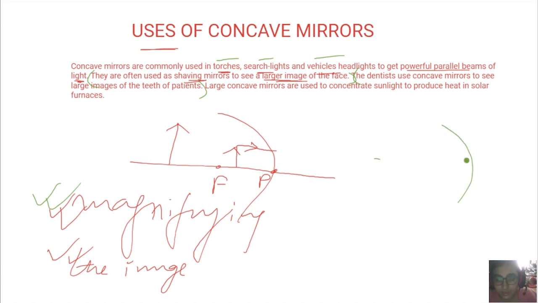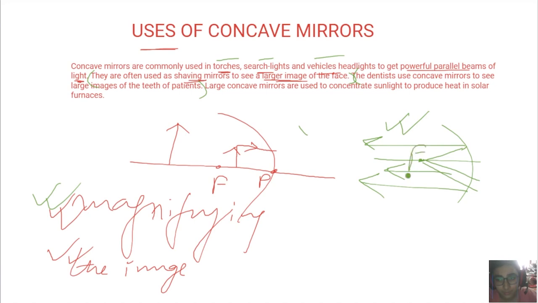When it comes to torches, searchlights, and vehicle headlights, we are using the other property, that is basically giving a light from the focus so that after reflection it will be parallel, right? We are using that property. So for searchlights, torches, vehicle headlights, we are using this property, putting the light source at the focus. And for shaving mirrors, for dentists who use concave mirrors, we are using the magnifying property.